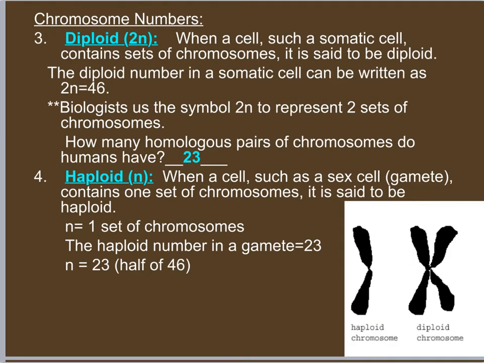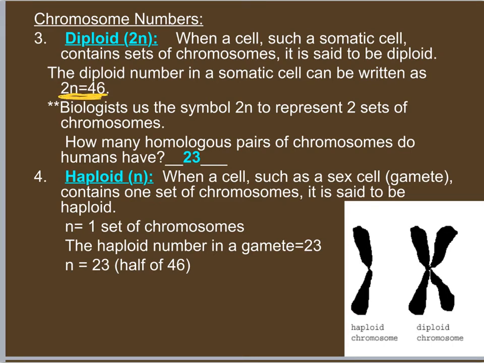I've already touched on this some, but here's where it's actually written out. So diploid is not double. Let me start with that. Diploid is not double, but haploid is half. Diploid is the normal number of chromosomes for that organism. So the diploid number for humans is 46. You do need to know that figure, 46.